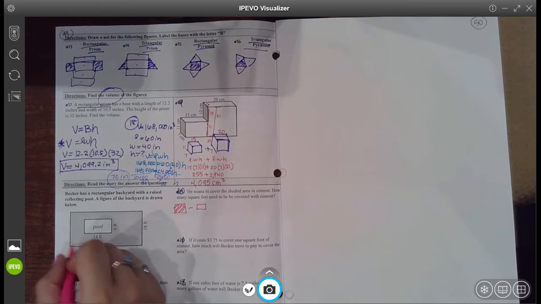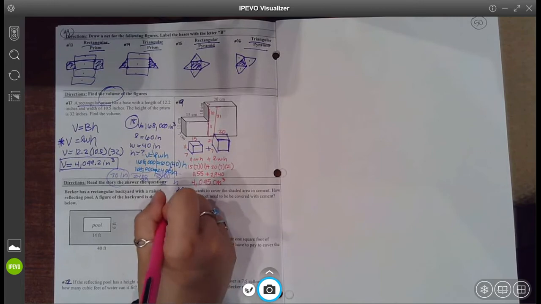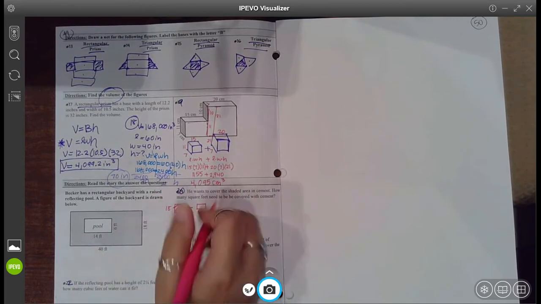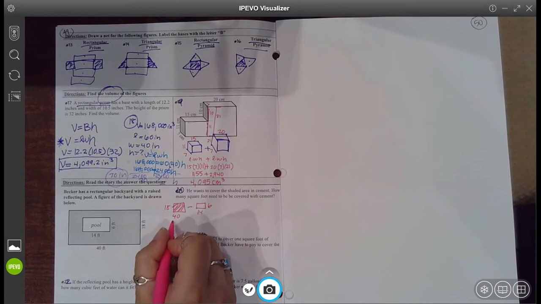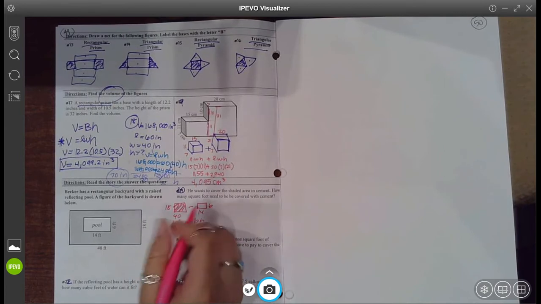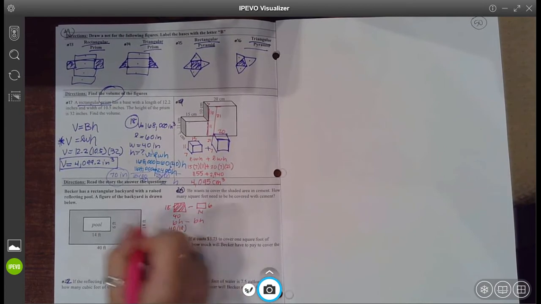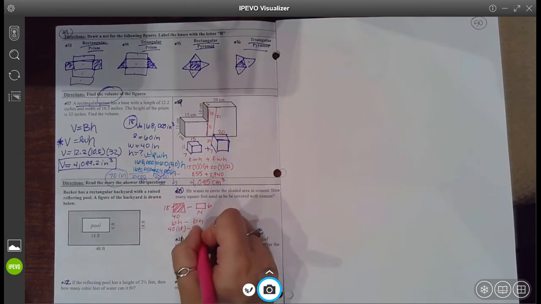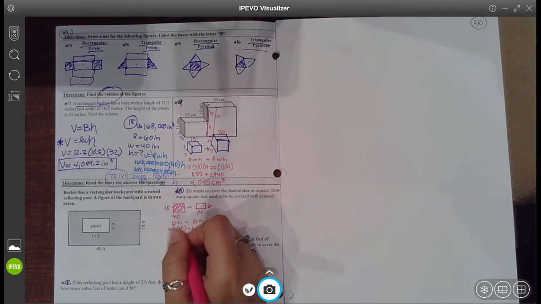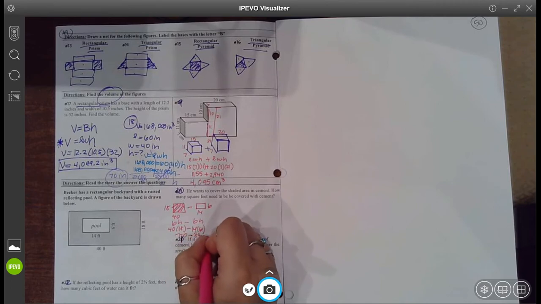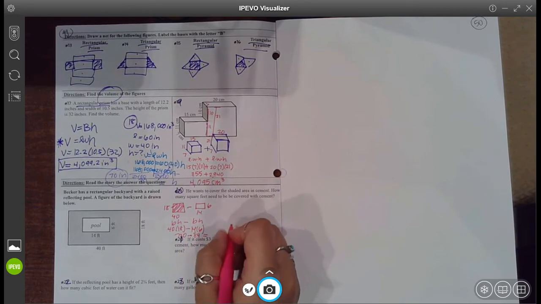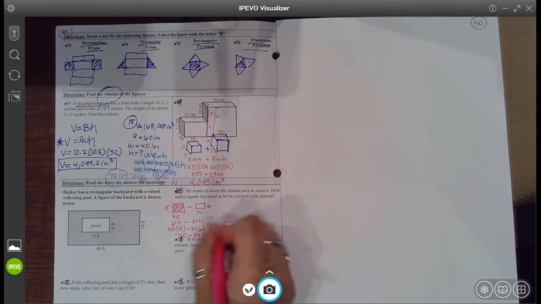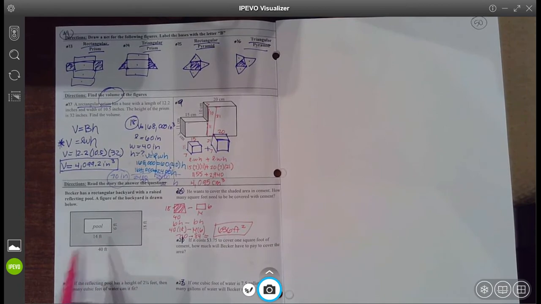So this whole shaded thing is 40 by 18. And then that little tiny pool is 14 by 6. These are both rectangles, so base times height. 40 times 18 for the whole deck part here, minus the little part of the pool. So 14 times 6. 40 times 18 is 720. And 14 times 6 is 84. When you subtract those, you get 636 feet squared. So that would be the area of that shaded portion.